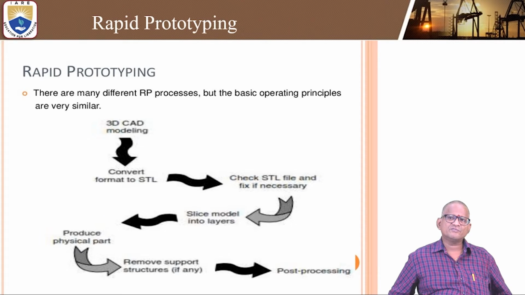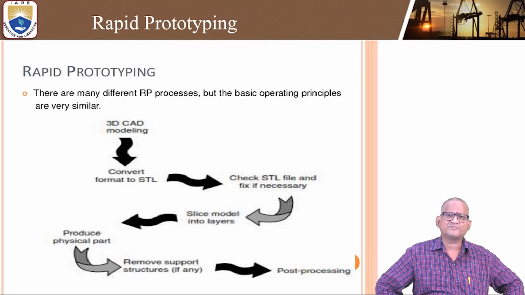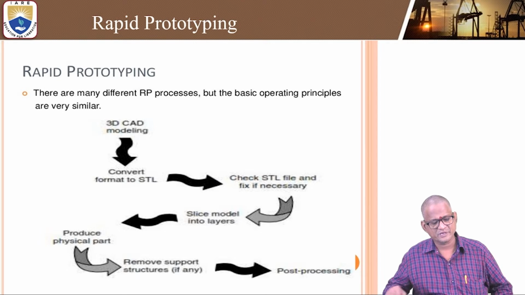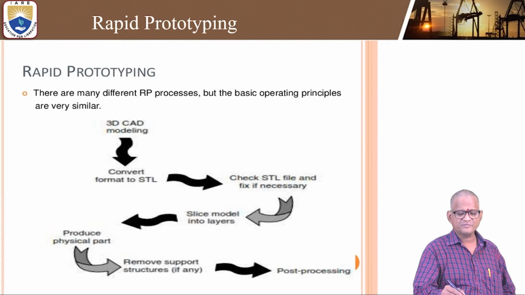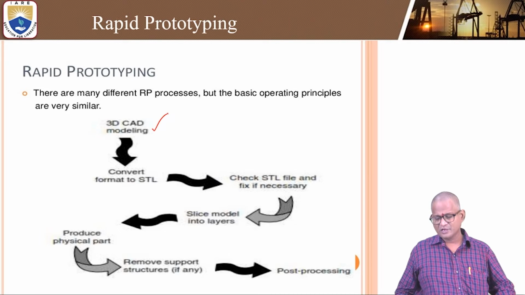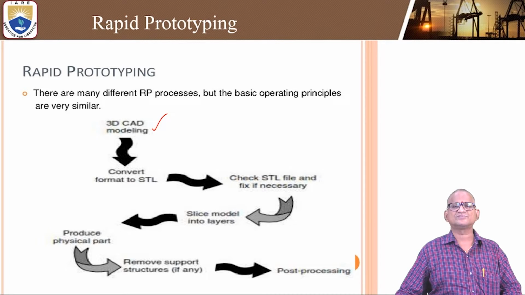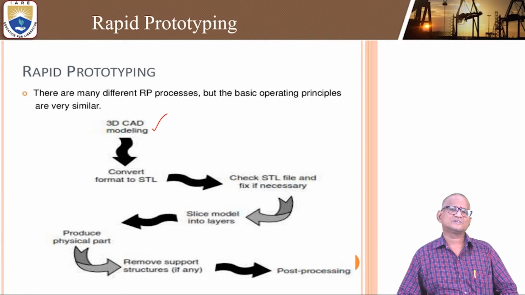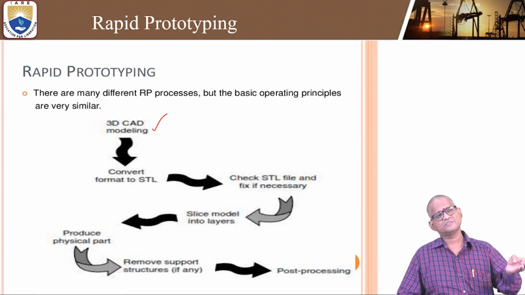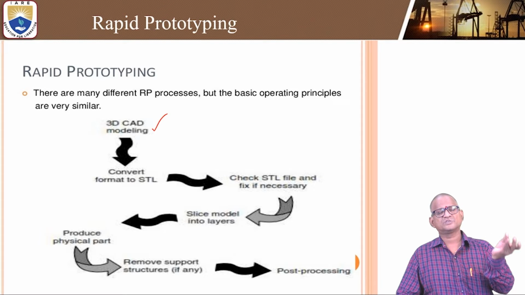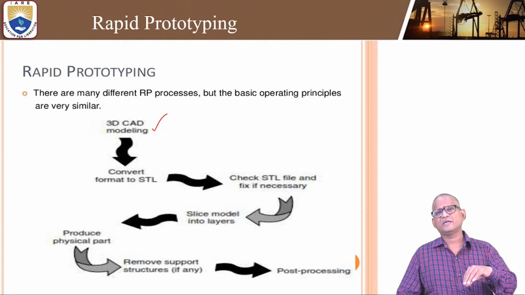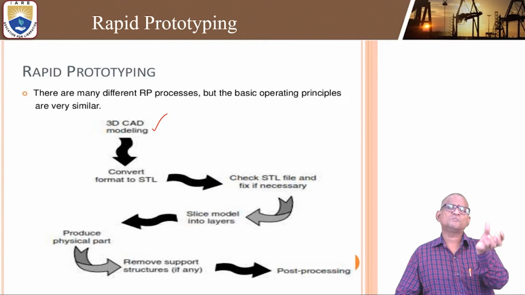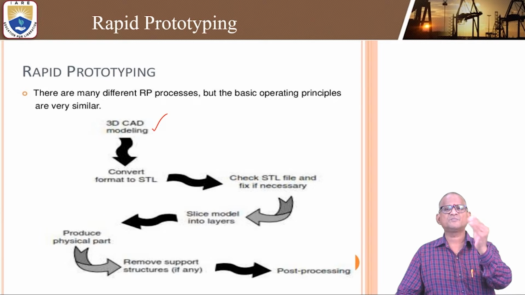Some of the basic operating principles of rapid prototyping: first, they will perform 3D modeling. I hope all engineering students at the first-year level do engineering graphics or engineering drawing, starting with the projection of points, projection of lines, projection of planes, projection of solids. So this solid is a combination of planes. A plane is a combination of lines. A line is a combination of points.